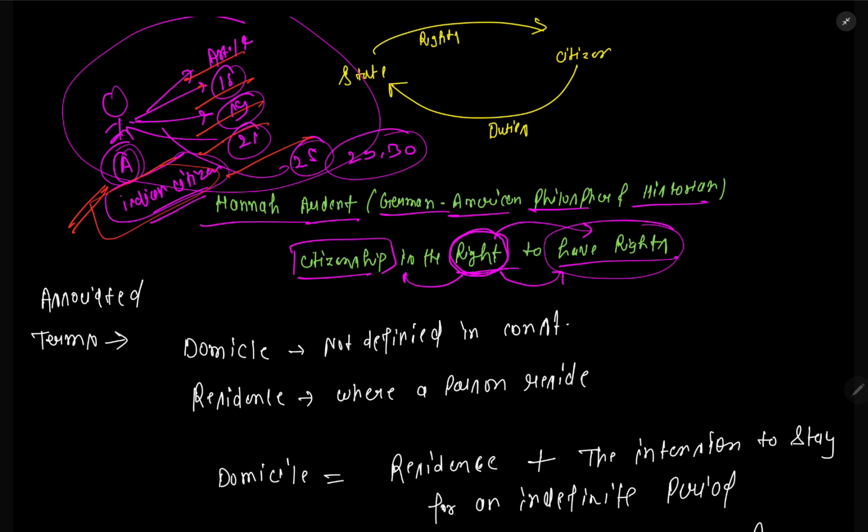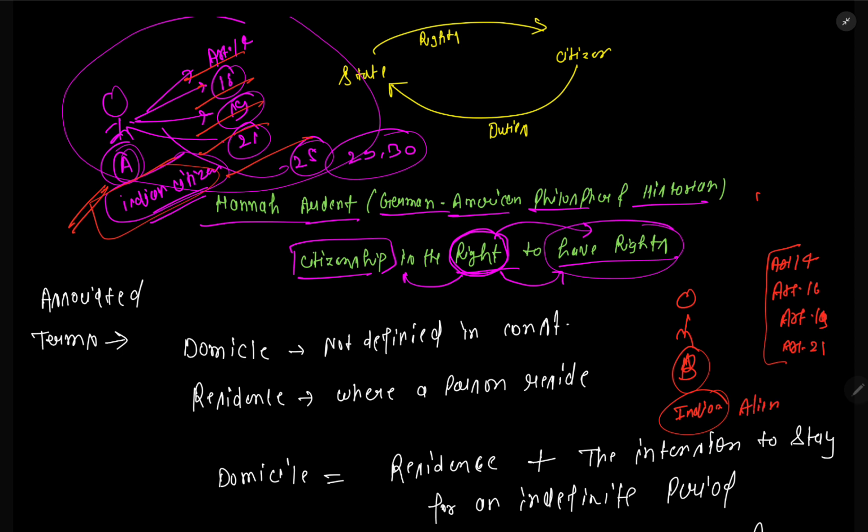And if I talk about the opposite, let's say there's a person B. Now he has Article 14, the right to equality, the right to public employment, the right to freedom of speech, and also the right to life. He has all these four rights, but he doesn't have Indian citizenship, he is not an Indian citizen, he is an alien. So in this case, will he be in a position to avail these rights?